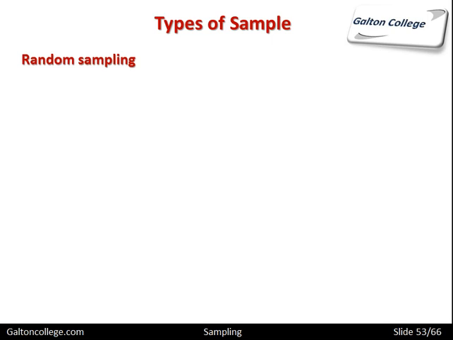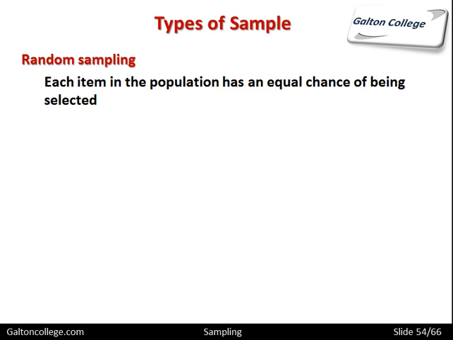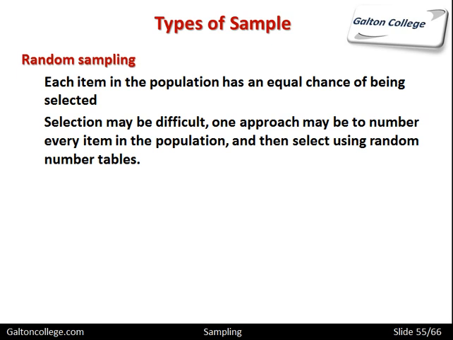Random sampling is about the only way to do this, but it's expensive and it's difficult to do. Each item in the population for random sampling has an equal chance of being selected. But the selection may be difficult. It may be possible to number each item in the population and then select using random number tables, or even have a draw. Put the numbers into a drum or into a hat and pull out a number.